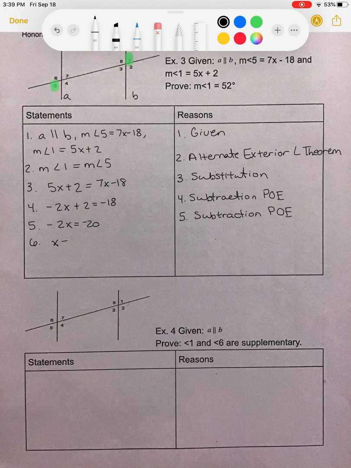Then I would divide. Property of equality. I meant division across the equal sign. Alright, so now if we look back up here under my prove, this wants us to prove measure of angle 1 is 52. Well, I just have x, so I still have to figure out what is the measure of angle 1. Oops, let's erase that.